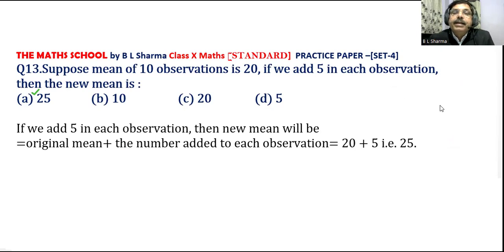If subtracted, then subtract the number from the original mean. If each number is divided by 5, the new mean will be 20 upon 5. If each number is multiplied by 5, the new mean will be original mean into 5. So please keep in mind, sometimes this type of question is also there in the exam.